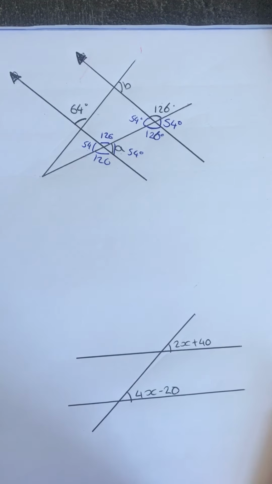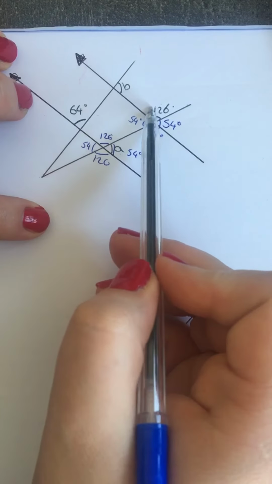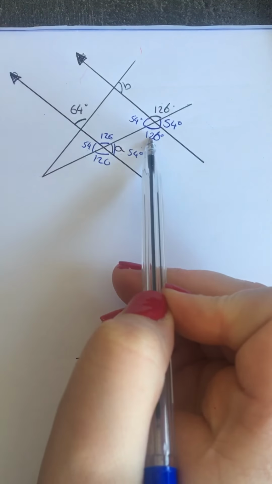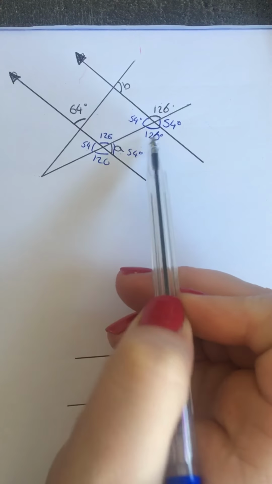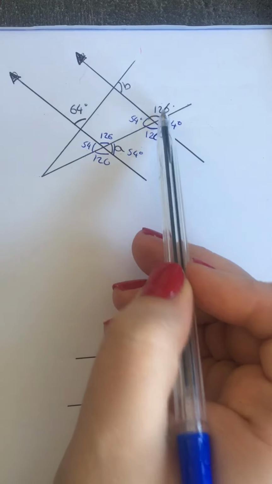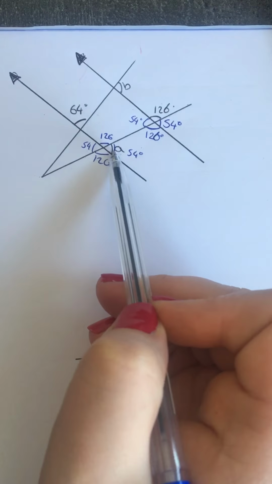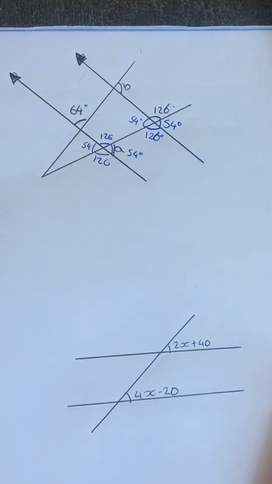Now, remember with these questions, you need to give a reason as well. The reason you can find various different ways. Now you need to look for angles. So you could say that this angle here is vertically opposite, so it's 126. And then these two angles are going to be co-interior. Or you could say angles on a straight line add up to 180, so that's going to be 54. And then these two angles are alternate.